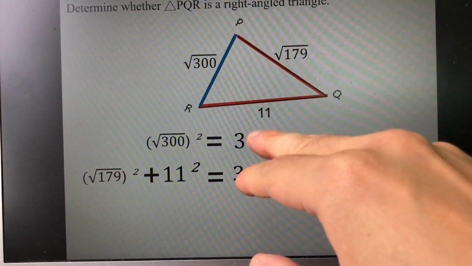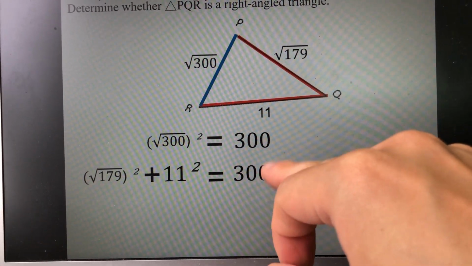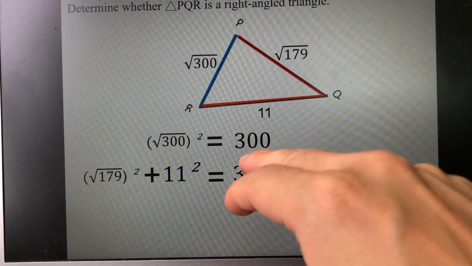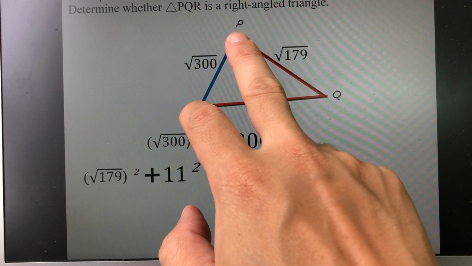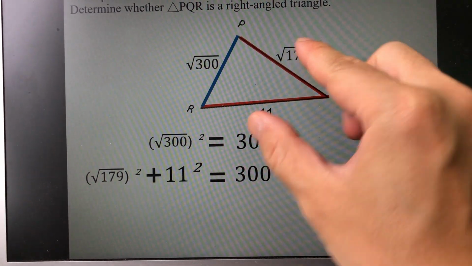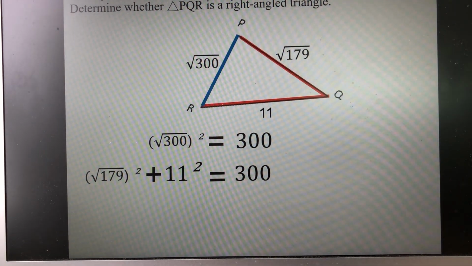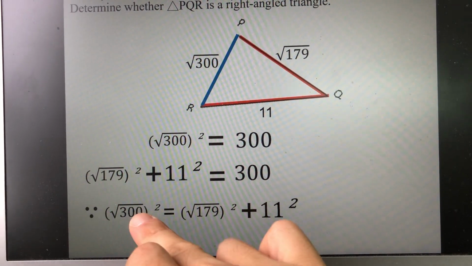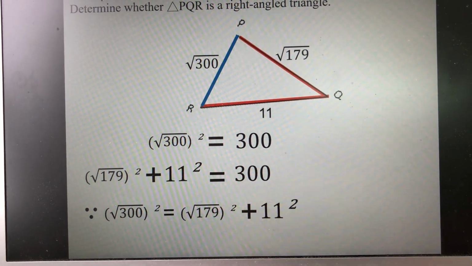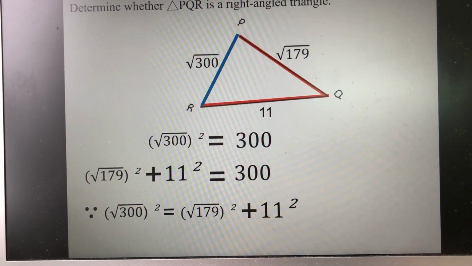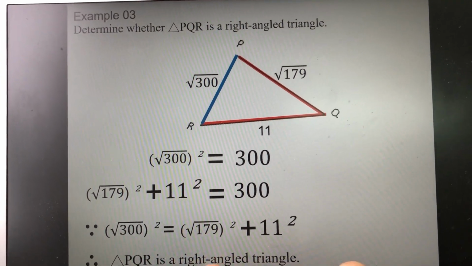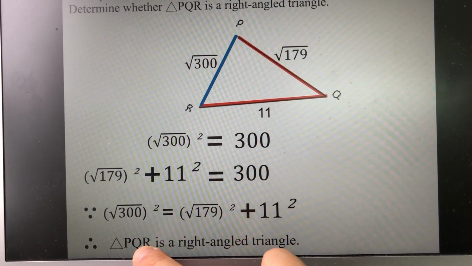So they are the same. So are you excited? Yes, I'm very excited. They are the same. That means that the longest length to the power of 2 equals the sum of the legs to the power of 2. So because we've got this relationship, they are equal. Therefore, what is the result? Therefore, triangle PQR is a right angle triangle.